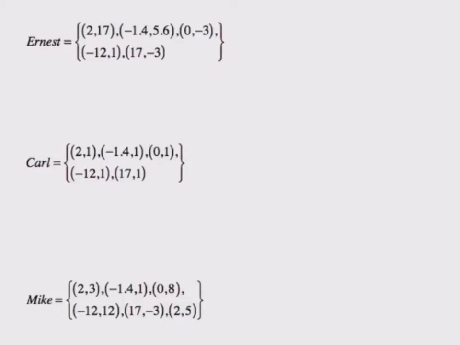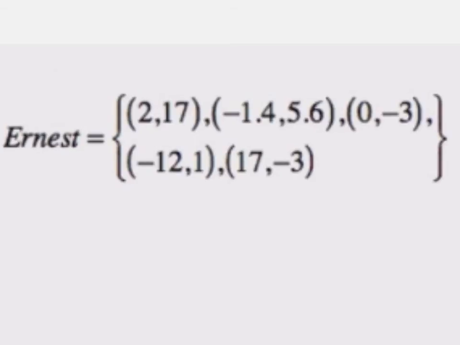Okay, let's zoom in on Ernest. So, all we need to make sure is that it's not the case that two different ordered pairs have the same input with different outputs. So the same first number with different second numbers.